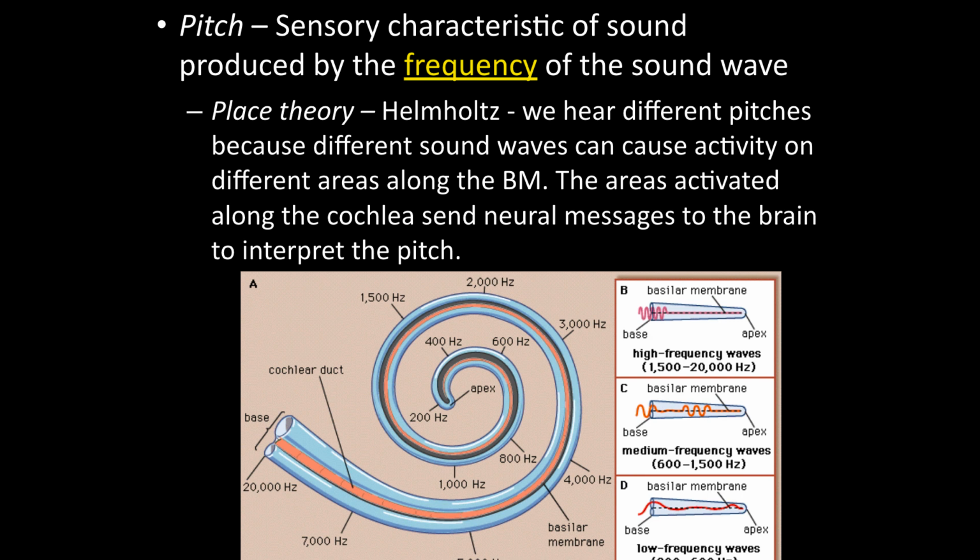One such theory is called place theory. Place theory says that we hear different pitches because different sound waves cause activity along different parts of the basilar membrane. Here's our basilar membrane. So different areas of the basilar membrane are specialized to read different frequencies. So depending upon which area is activated by that wave that we talked about a little while ago, that would determine the pitch of the sound that we hear, according to place theory.